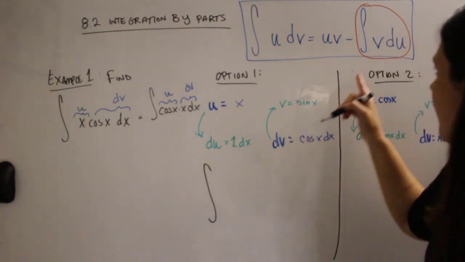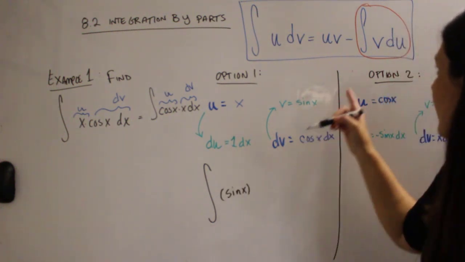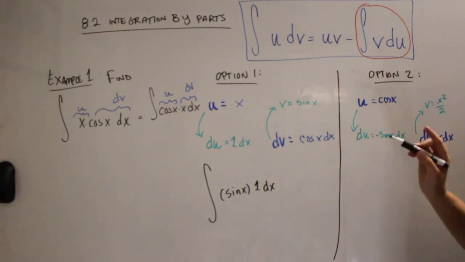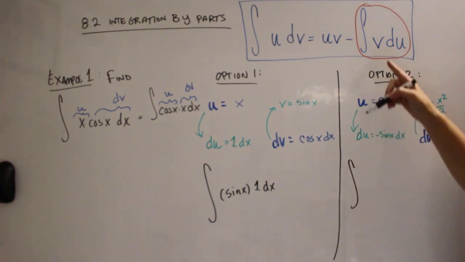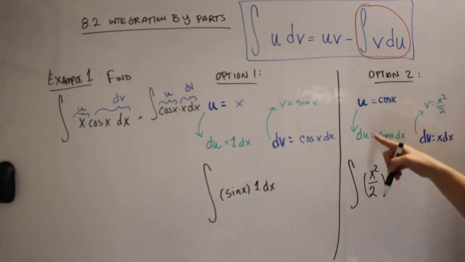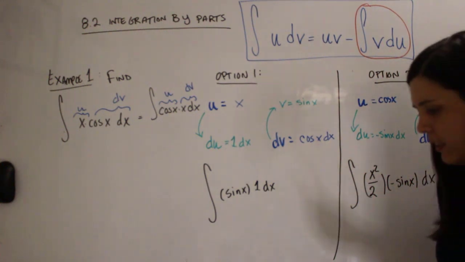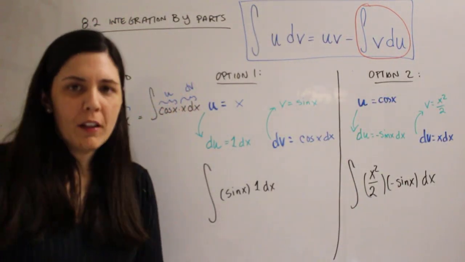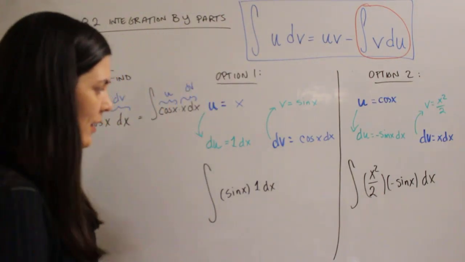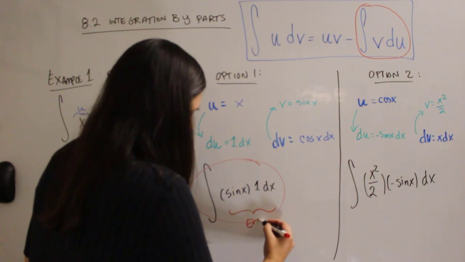So this is what I'm focusing on: the integral of v du. Option 1, v is sine x, du is 1 dx. Option 2, the integral of v is x squared over 2, du is negative sine x dx. Now you tell me which one's easier. I hope you see it. This one, way easier.